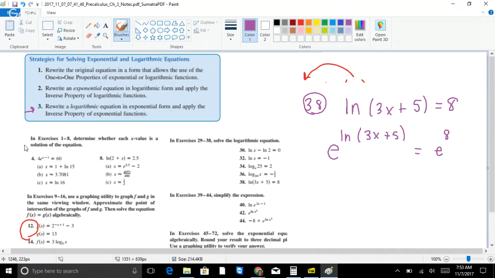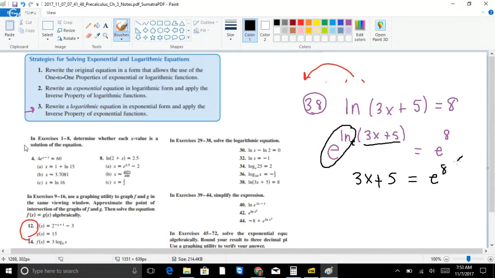All right, so why did I do this? To make my equation more complicated? No, because I know based off of my inverse properties that e and the natural log are inverses of each other. So they basically cancel each other out. So I get 3x plus 5 on the left-hand side of the equation, because e to the natural log, they're inverses of each other. So that just becomes the value of the exponent that's left over. And still hanging out on my right-hand side is e to the 8th.